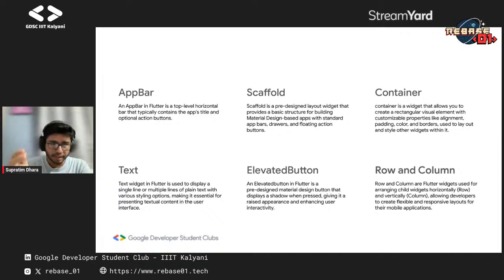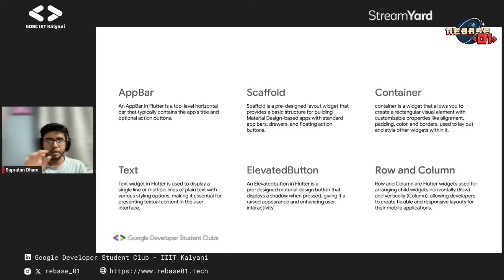Next up comes container. Container is a rectangular visual element. It's also a widget which helps you align things. It is fully customizable, and as the name suggests, it's a container. It's a rectangular widget that lets you do anything with it. You can put in text, you can put in an image, you can put in anything. If you are using GIFs, you can use them there. So it's a customizable widget.